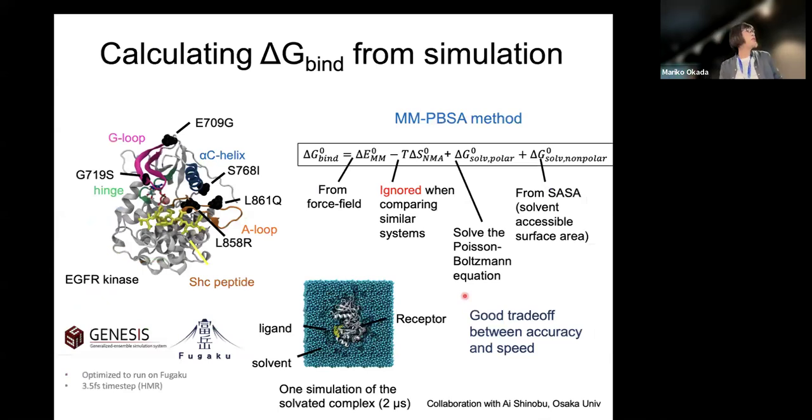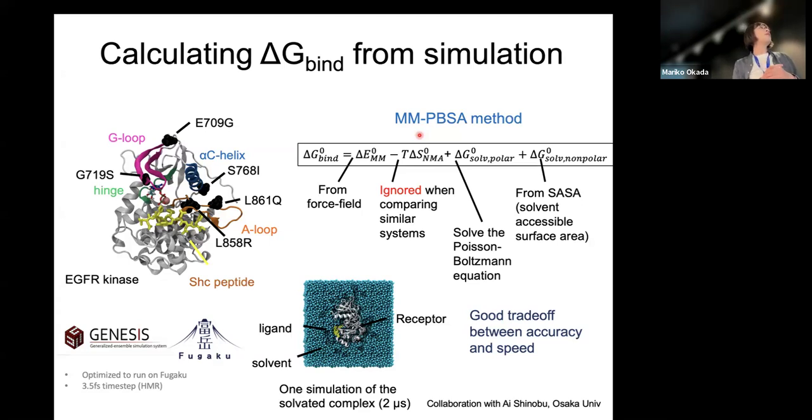But that is what we do for the cell simulation. For the molecular dynamics simulation, we are collaborating on this project with Dr. Ai Shinobu at Osaka University, and she can access Fugaku, so we use the Fugaku supercomputer in Japan, and we use the replica method to run the simulation in a parallel manner. And then to estimate this free energy change, we use the MMPBSA method right now, because it showed a good trade-off between accuracy and speed.